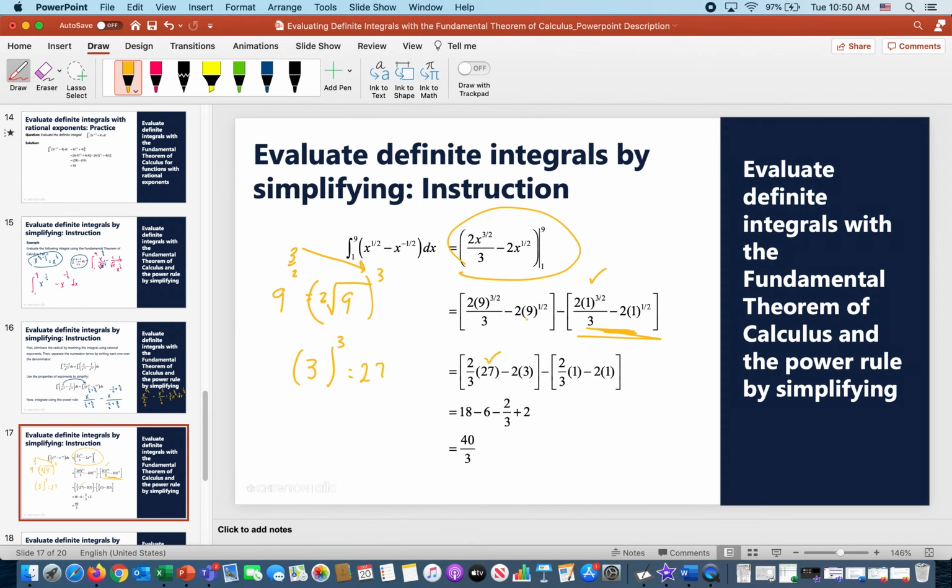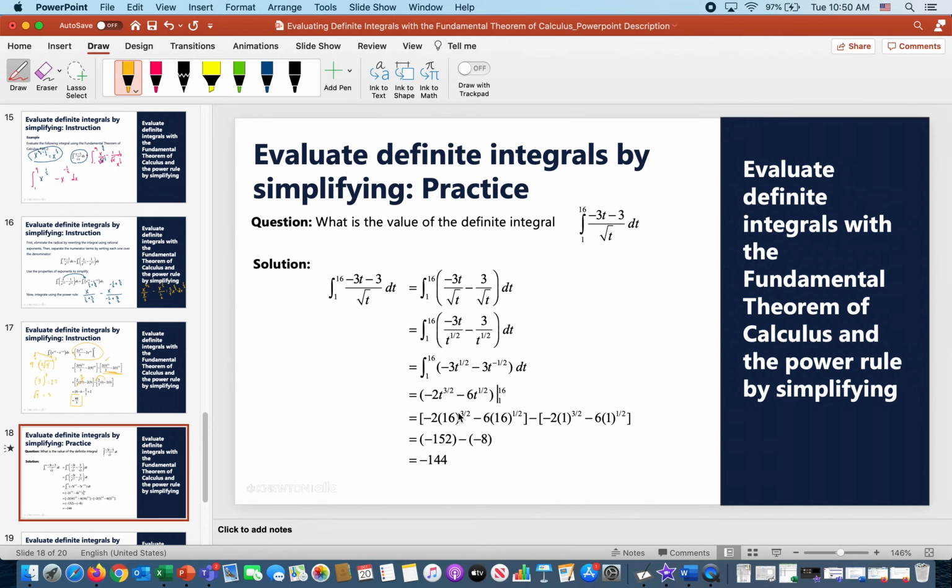And then right here, this is minus 2 times 9 to the 1/2. So 9 to the 1/2 is the square root of 9. Right, so I'm just going to have 2 times 3. So 3 will go into 27 9 times, and 9 times 2 is 18. 18 minus 6 minus 2/3 plus 2. Don't forget you have to distribute that negative. If we combine our numbers, we wind up with 40 over 3.